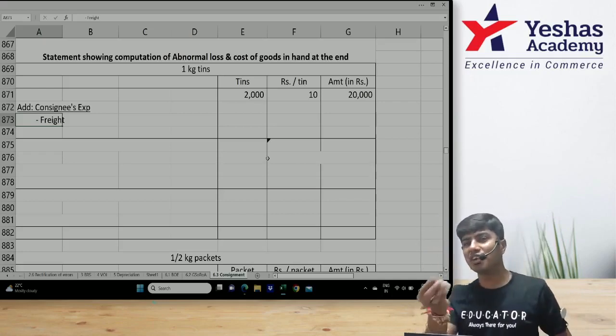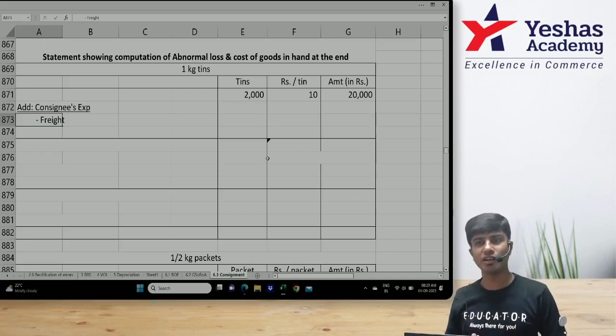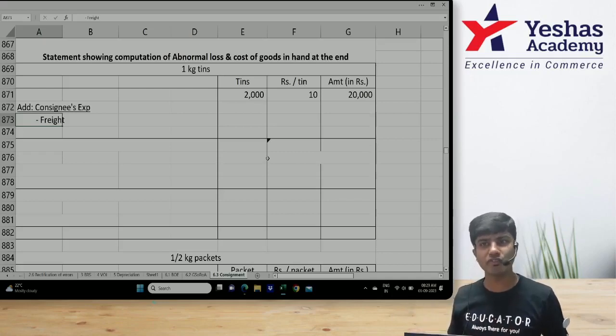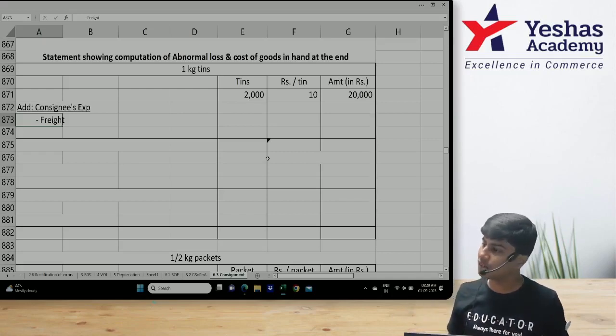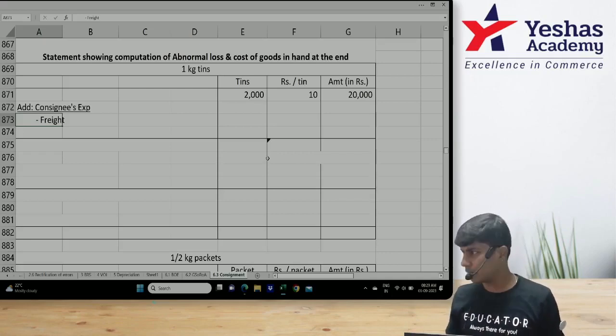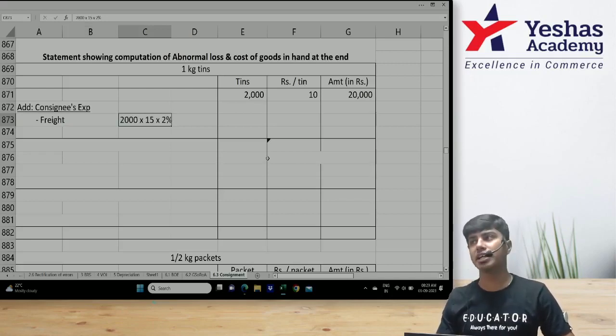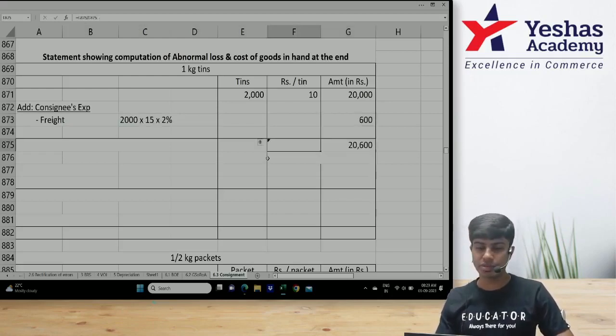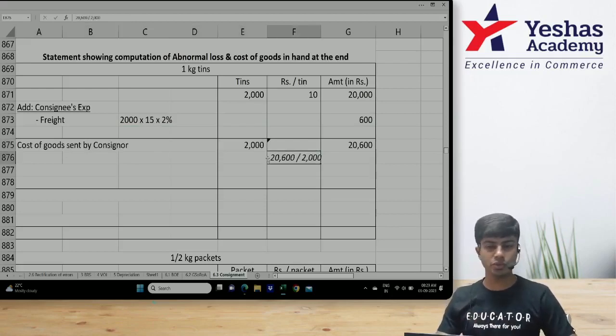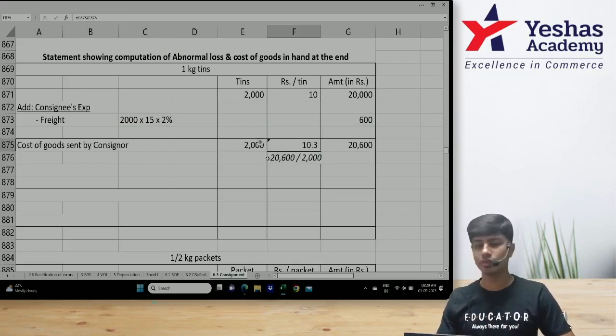Why? Freight is also paid, no? First you paid freight. For those goods lost also you paid freight. After you paid the freight, goods got lost. Am I right? How much is the freight expense? 2000 tins into 15 rupees per tin, market price or selling price, into 2%. 600. So 20,000 plus 600, 20,600. For how many tins? 2000 tins. 20,600 by 2000. How much is the value per tin?